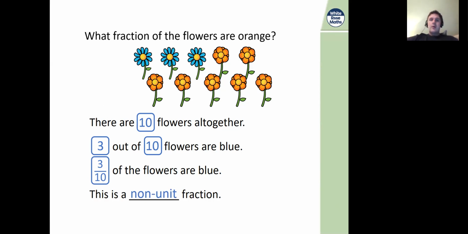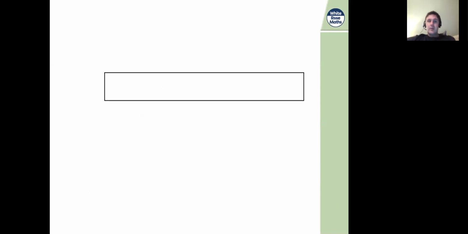Okay then. What fraction of the flowers are orange then? Well, if 3/10 of the flowers are blue, and there's only blue and orange flowers, there's not a third or fourth colour, we know that it's whatever we add to 3 to make 10. So if 3 of the flowers are blue, that must mean 7 of them are orange, so 7/10 of the flowers are orange. 7 out of 10. Remember, you can always think of it like a spelling test. 7 out of 10, 3 out of 10, etc.